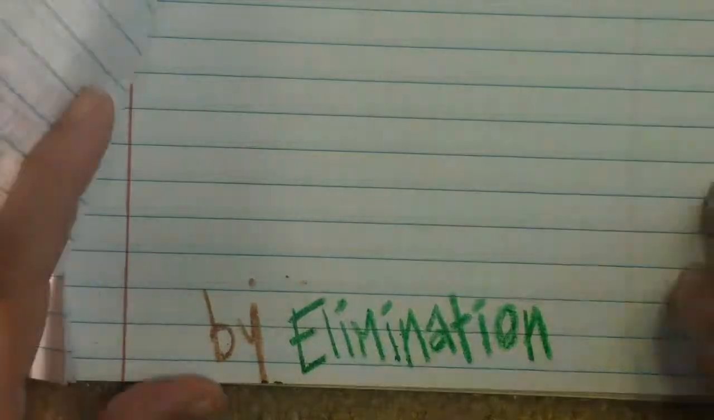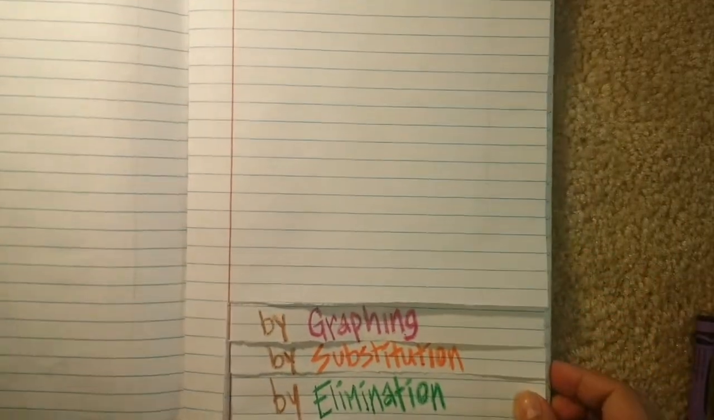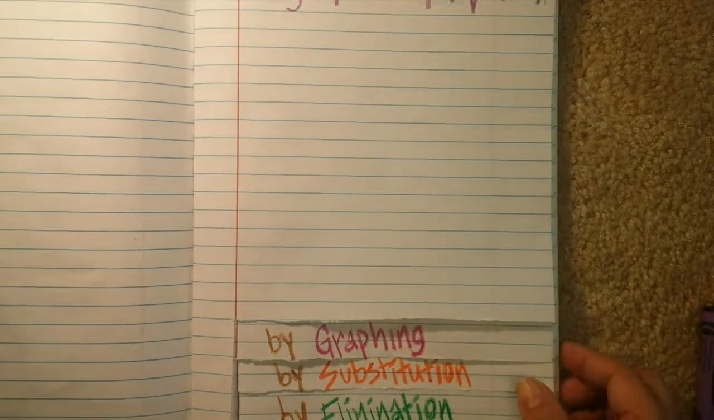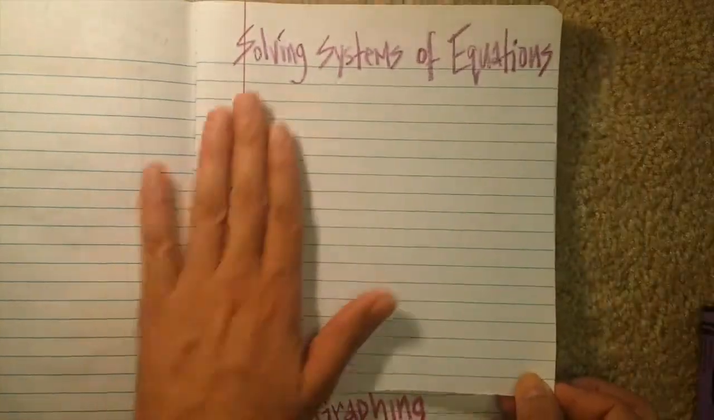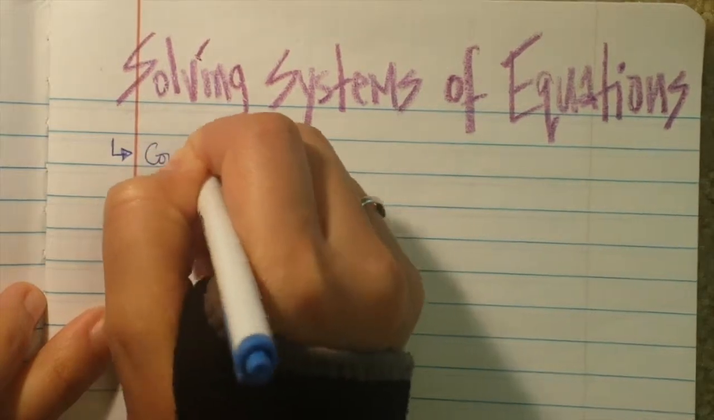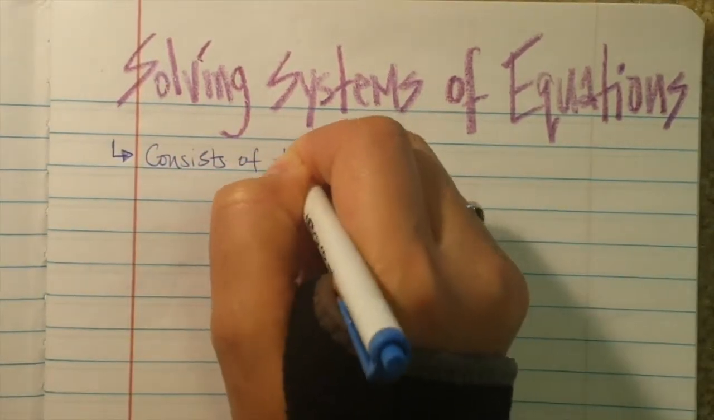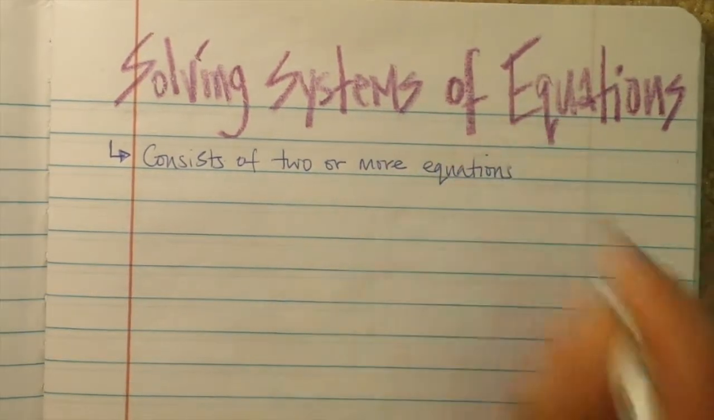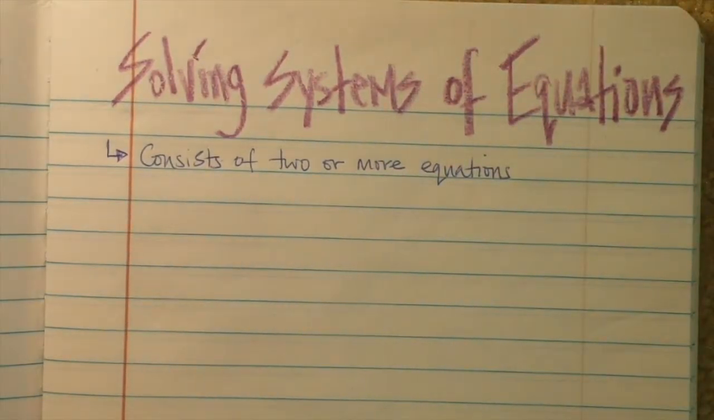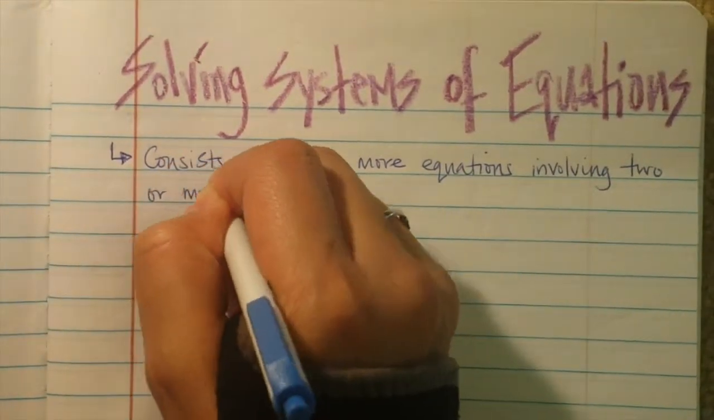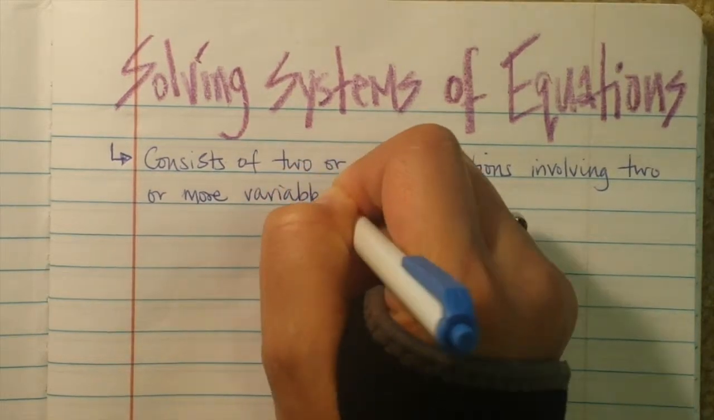Alright, so we're going to take a couple of notes first. So again, on the front page where the title is, number 1, or the first thing you need to know, is solving systems of equations consists of 2 or more equations involving 2 or more variables.